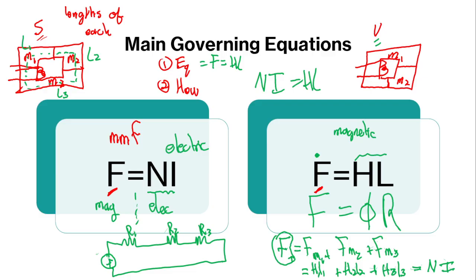So no matter where in the loop you are, it'll be the same value. If I ask you to calculate the H for each of them, you need B, because B is equal to mu1 H1, B is equal to mu2 H2, and you go down the road.